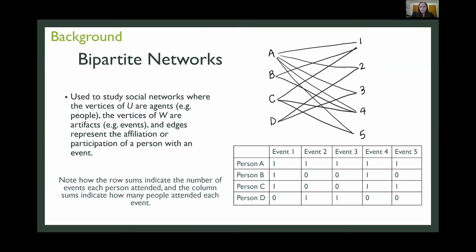And what we want to notice here too is that if we look at the row sums of the matrix, and the column sums of the matrix, the row sums are going to just tell you how many events each person participated in. And the column sums are going to tell you how many people participated in each event. So this is going to come back later.